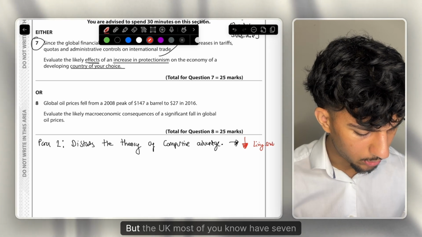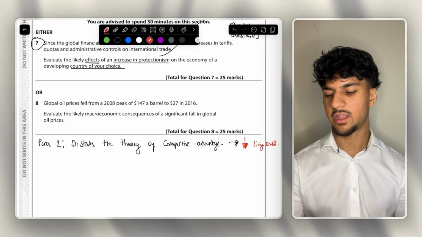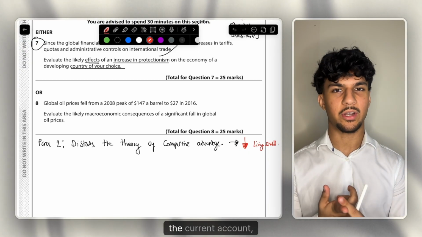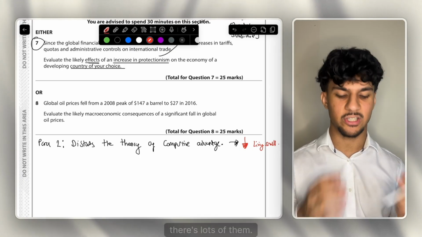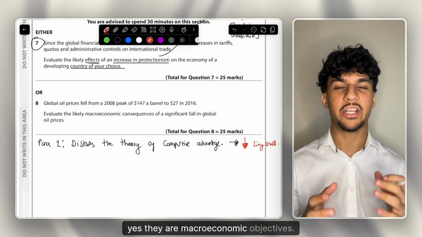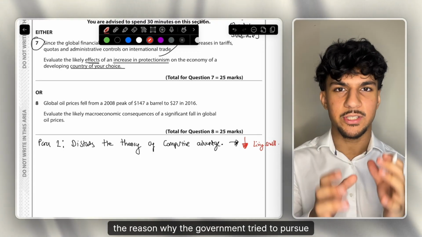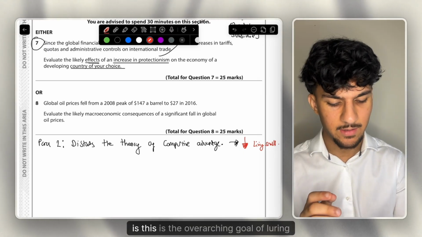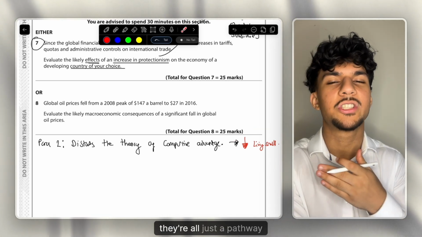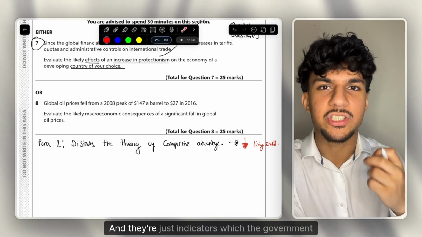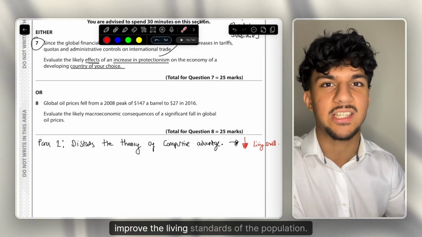Now, that sounds very simple, but the UK, most of you will know, have 7 main macroeconomic objectives. Things like 2% plus or minus 1% inflation rate, the balance of payments on the current account, budget, environmental sustainability. There's lots of them. And yes, they are macroeconomic objectives. But the main overarching objective, the reason why the government tries to pursue those specific objectives, is the overarching goal of living standards. Things like low unemployment, stable inflation, they're all just a pathway, just indicators which the government thinks they can use to improve the well-being, improve the living standards of the population.